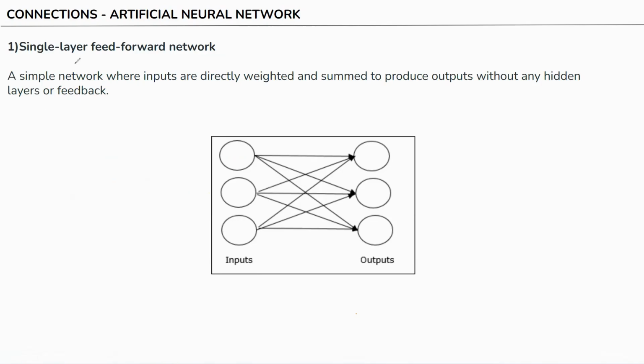So the first one is single layer feed forward network. It is a simple network where inputs are directly weighed and summed to produce outputs without any hidden layers or feedback. So this network has only one layer of neurons after the input. So there are basically 2 layers. Information flows in only one direction and the connections will be carrying weights that we have discussed earlier. So there is no feedback or no hidden layers present in this single layer feed forward network.